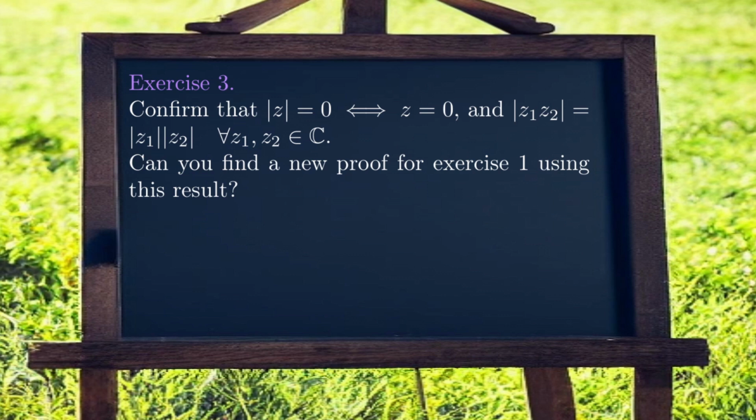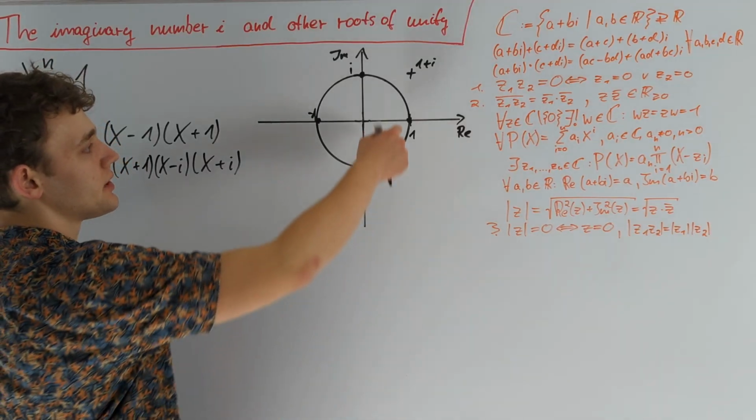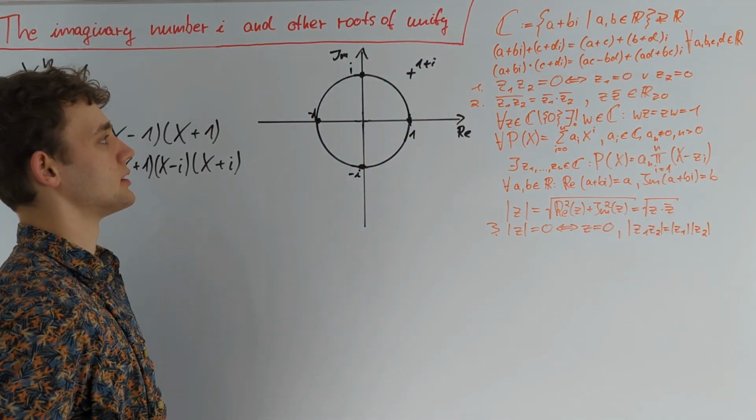You are asked to confirm that the absolute value of z equals 0 if and only if z equals 0. Moreover, prove that the absolute value of z1 z2 equals the absolute value of z1 times the absolute value of z2. Can you find a new proof for exercise 1 using this result? It is left to deal with these angles around the unit circle.